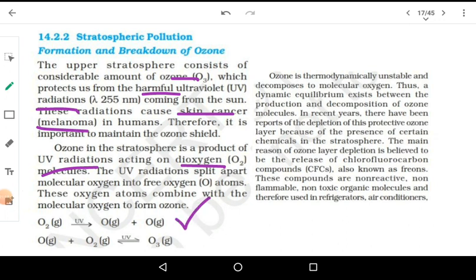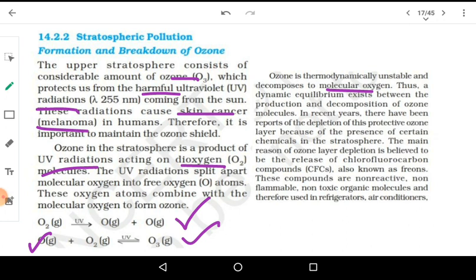Now this nascent oxygen is reacting with O2 to form O3. This O3 is thermodynamically unstable, and thus it decomposes to molecular oxygen. Hence, we can say there is a dynamic equilibrium existing between the production as well as the decomposition of oxygen and ozone. In recent years, there have been reports of the depletion of this ozone because of the presence of certain chemicals in the stratosphere.